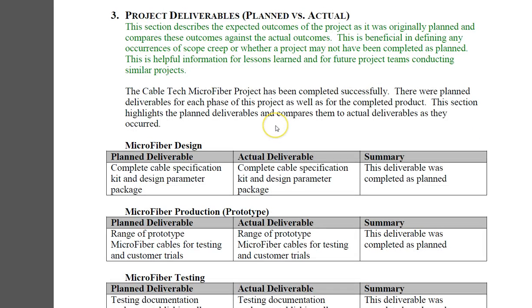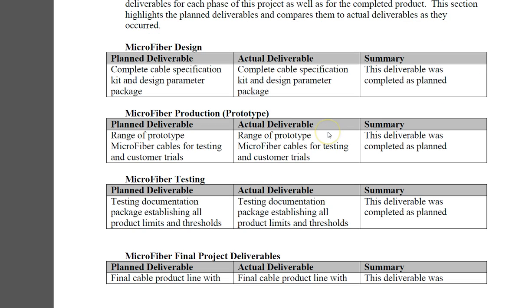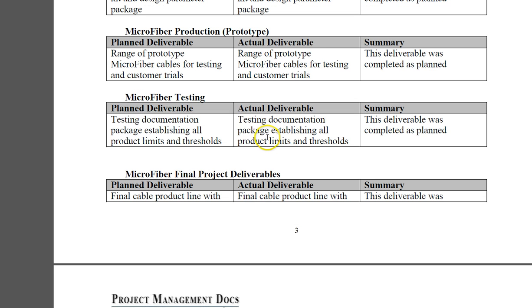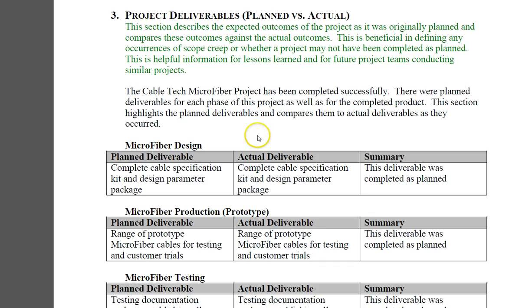Project deliverables, what were planned versus actual, how they were delivered. So the planned deliverable, actual deliverable, and the summary as if it was delivered on time as planned, or it was late and it wasn't delivered. So that will go in the project deliverables.